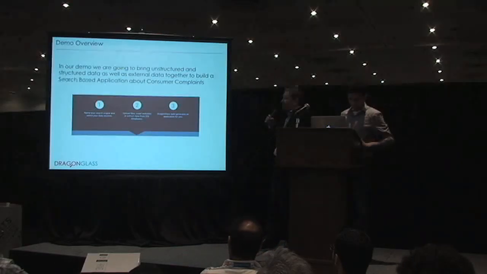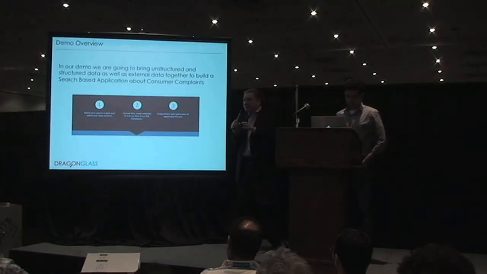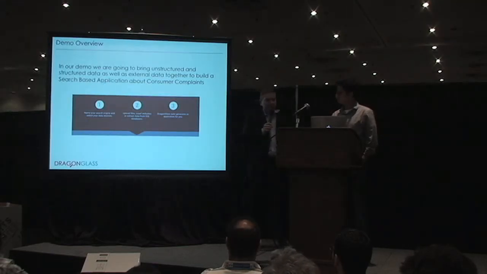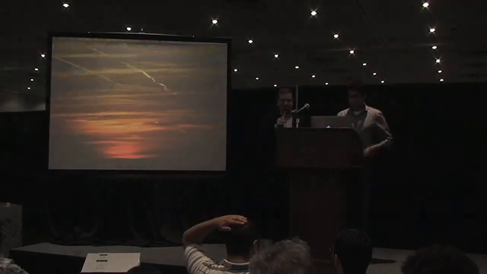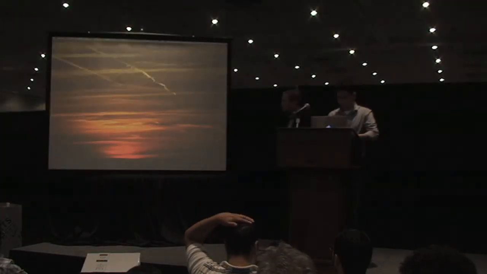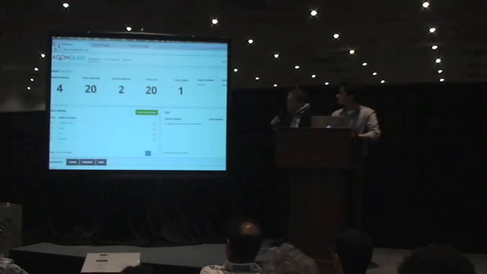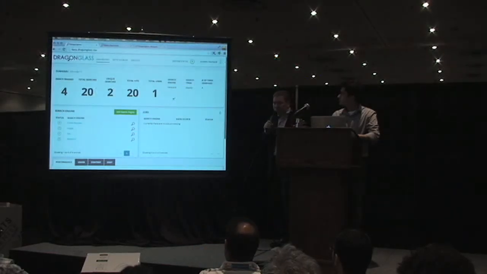This particular example that we're going to use is data from the Consumer Complaints Database, which is on the data.gov website, and we're going to build a search engine around that Consumer Complaints Database. So let's go to the Dragonglass application. And this is the live application now, and we're going to build it from scratch.